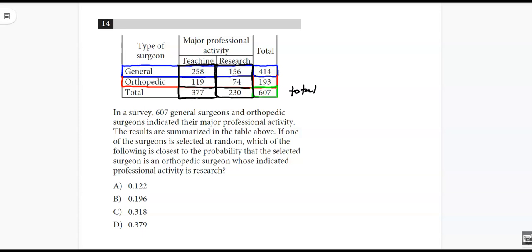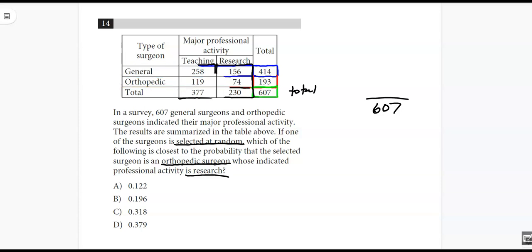All right, in a survey, 607 surgeons indicate their major profession. If one of the surgeons is selected at random, so that means out of 607, put all their names in a hat. Which of the following is closest to the probability or the chance that the surgeon is going to be orthopedic, whose indicated activity is research?